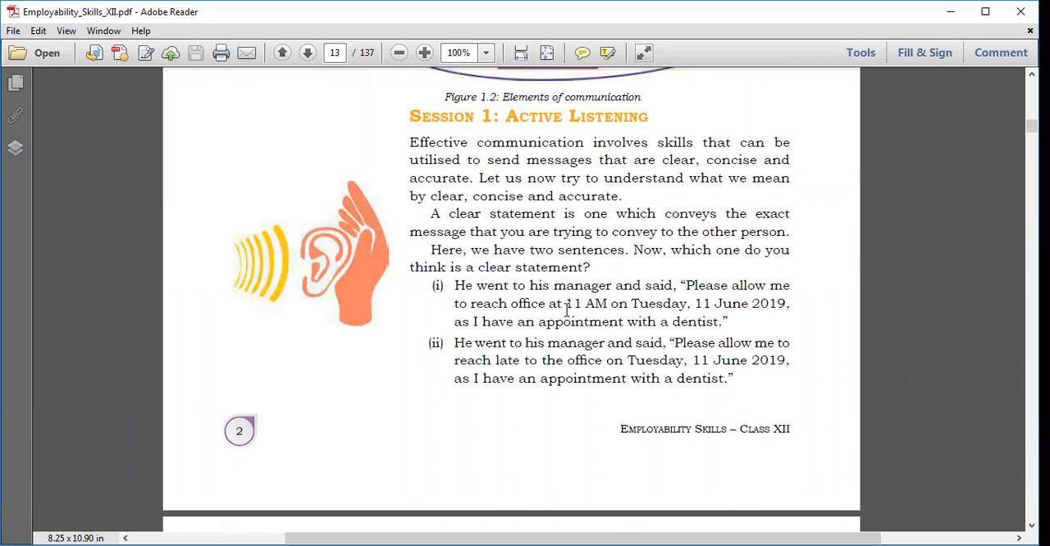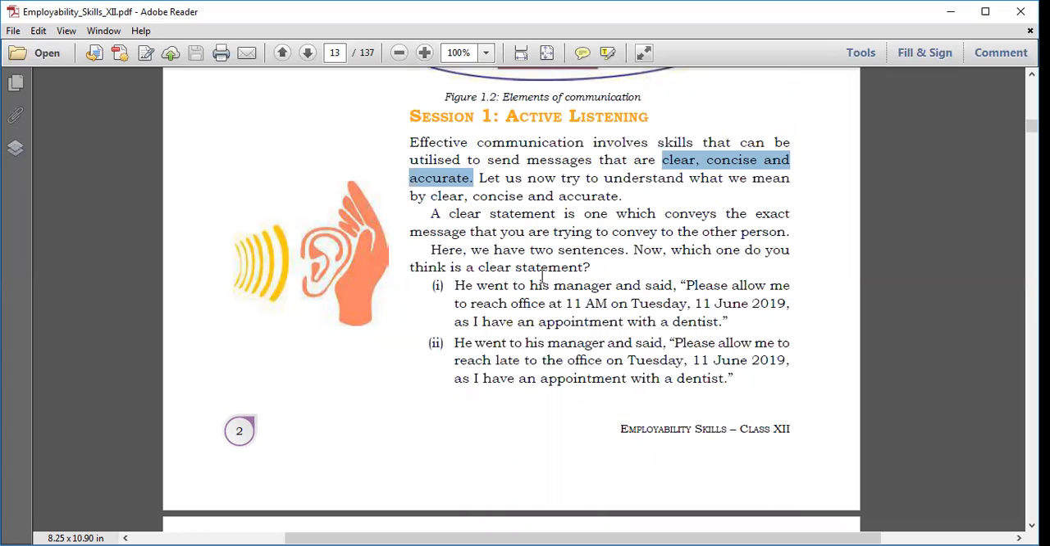Now, in this chapter, we'll talk about all these elements one by one. First of all, what is active listening and how we can improve it. Effective communication involves skills that can be utilized to send messages that are clear, concise, and accurate. Right? We have done 7 C's in 11th.